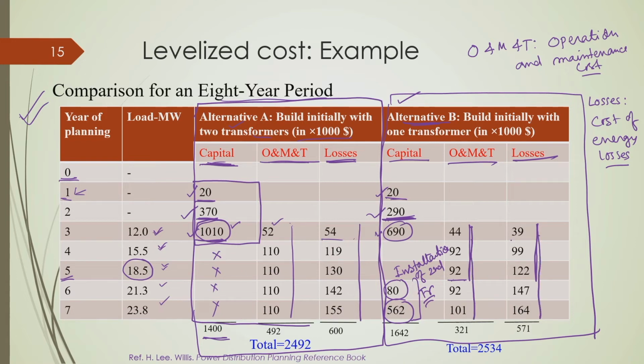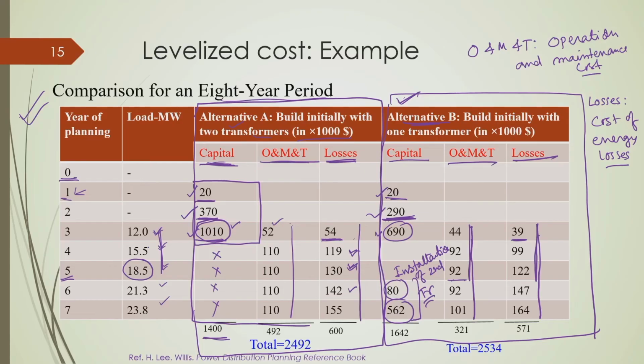Now, if you compare the cost of energy losses in the third year of alternative B and alternative A, you can see the cost of energy losses is higher in alternative A in the third year as well as the fourth year, fifth year and up to the sixth year, because in alternative A we have already installed two transformers, and the loading is not much.